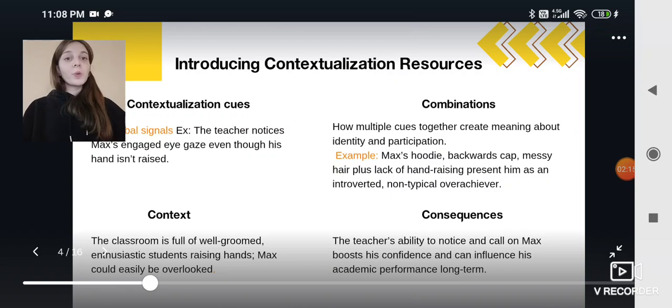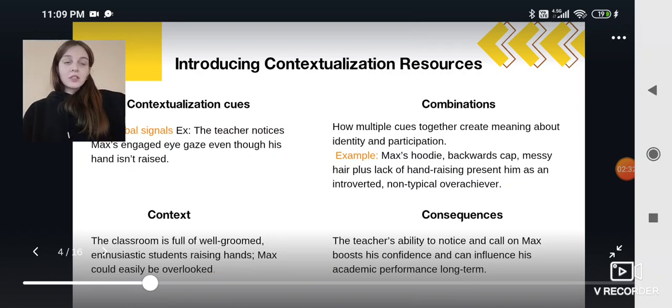And as a third, we have context, which is that the classroom is full of well-groomed, enthusiastic students raising hands, but Max could easily be overlooked. So a teacher should be careful about it, like we have talked about a lot in our previous weeks.